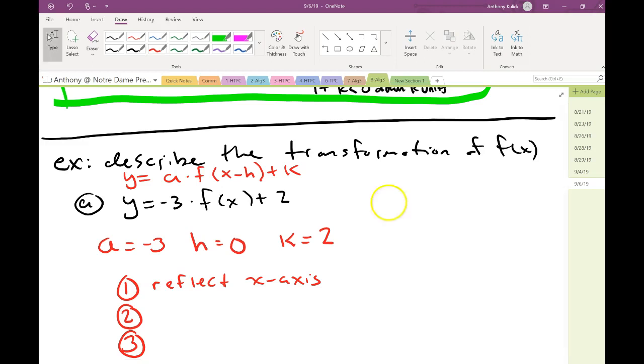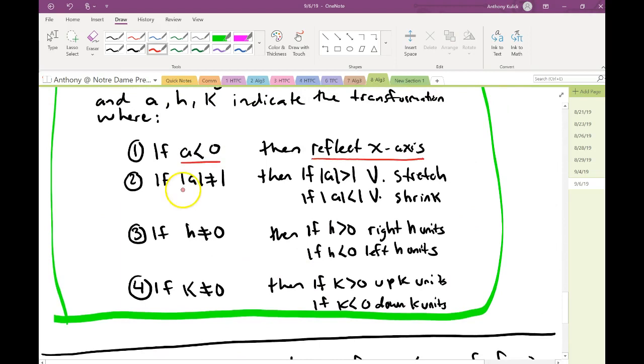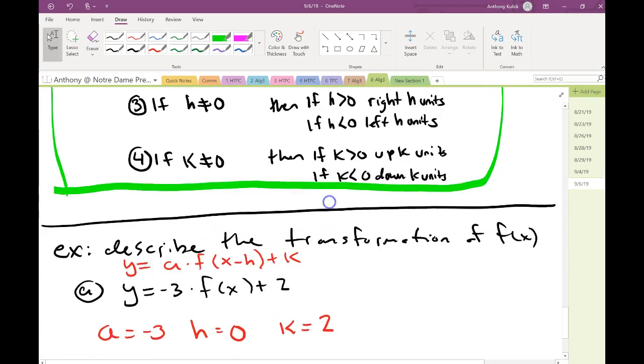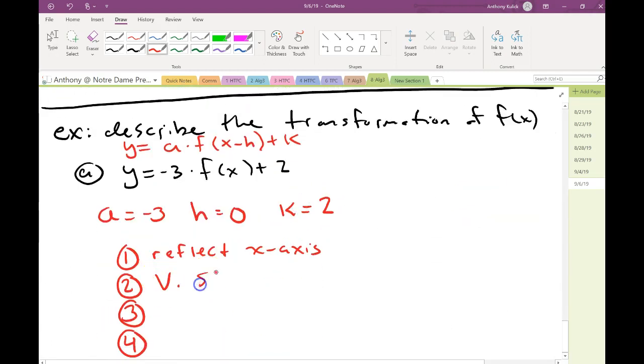Okay, now let's look at number 2. Number 2 says if the absolute value of A is not equal to 1. Our A is negative 3. What's the absolute value of negative 3? Positive 3, which is definitely not 1, right? So this applies. And since the absolute value of negative 3 is 3, that's greater than 1, so we have a vertical stretch. So next to number 2, I'm going to write vertical stretch.